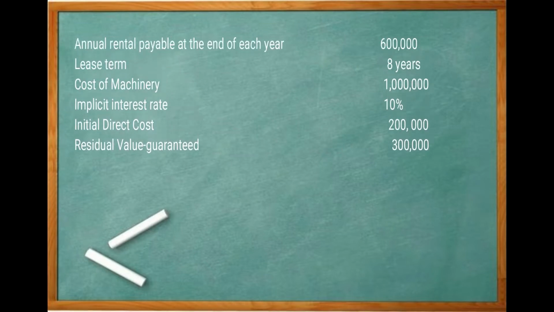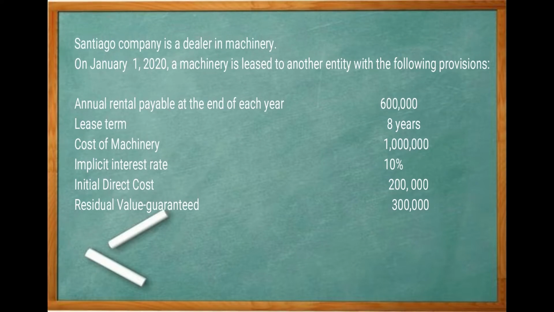Problem 2. Santiago Company is a dealer in machinery. On January 1, 2020, a machinery was leased to another entity with the following provisions. Annual rental payable at the end of each year, 600,000. Lease term, 8 years. Cost of machinery, 1 million. Implicit interest rate, 10%. Initial direct cost, 200,000. And residual value, guaranteed, 300,000.